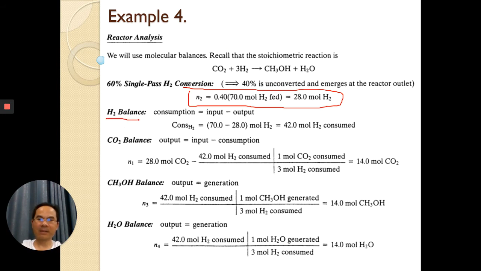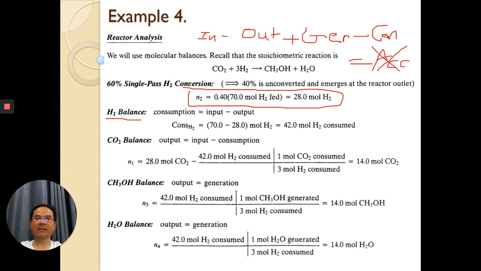The first step is the hydrogen balance. For the hydrogen balance, hydrogen is a reactant. The general balance equation is input minus output, plus generation, minus consumption, equal to accumulation. For this case, there is no accumulation because it is steady state.